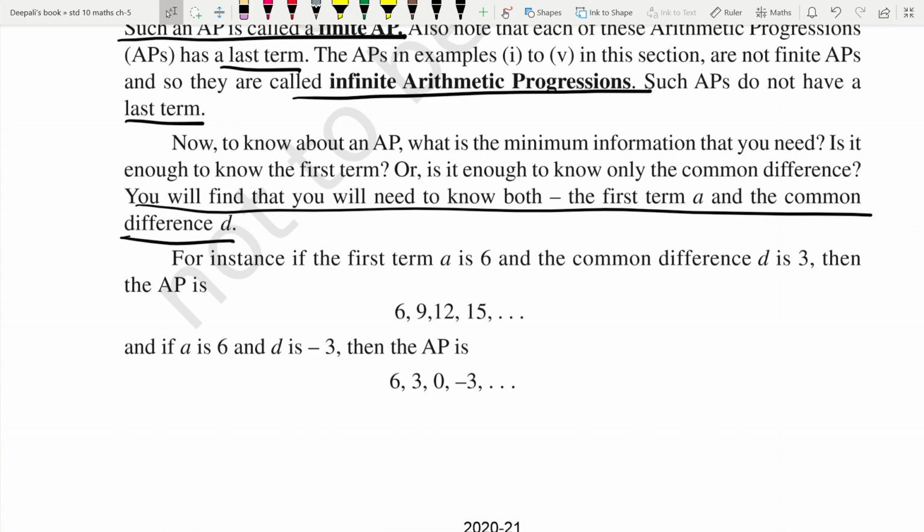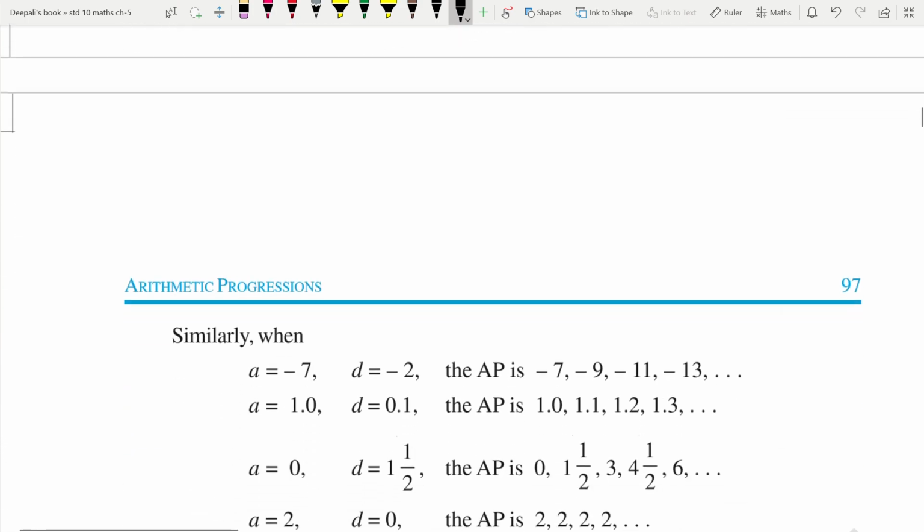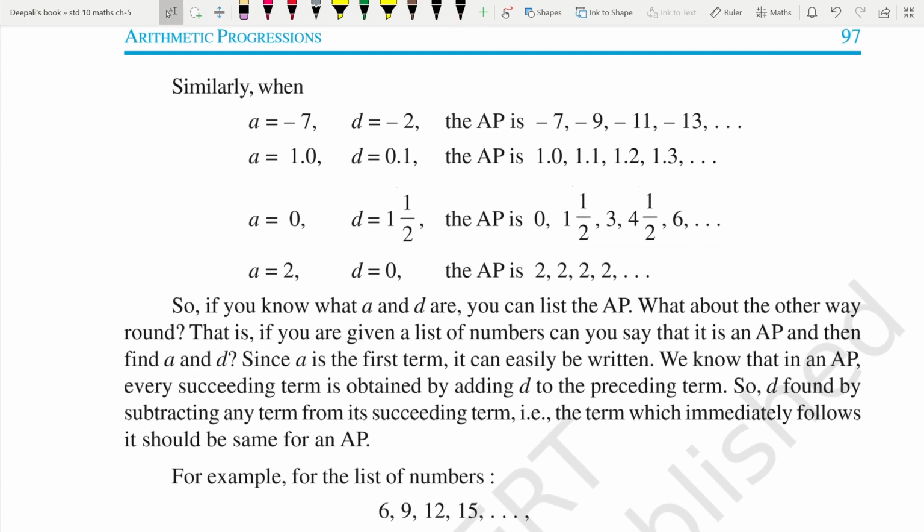For instance, if the first term a is 6 and the common difference d is 3, then the AP is 6, 9, 12, 15. And if a is 6 and d is -3, then the AP is 6, 3, 0, -3 and so on. Similarly, a is -7 and d is -2, then the AP is -7, -9, -11, -13. a is 1.0 and d is 0.1, the AP is 1.0, 1.1, 1.2 and 1.3.